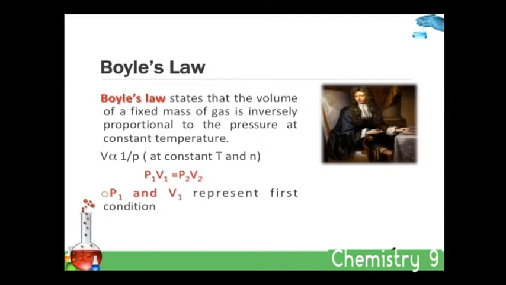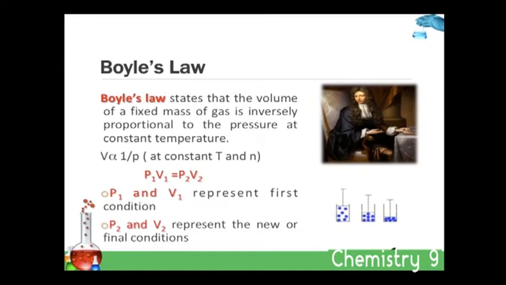Pressure 1 and volume 1 represent the first condition. Pressure 2 and volume 2 represent the new or final conditions. So a piston pushing down into a cylinder creates pressure, and there is a new volume after the pressure is created. If the pressure increases, the volume of the gas decreases. The pressure in the third cylinder is greatest.